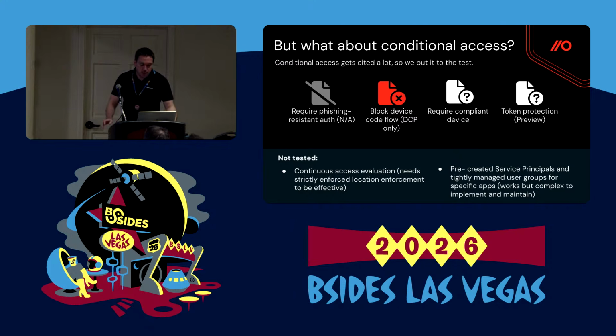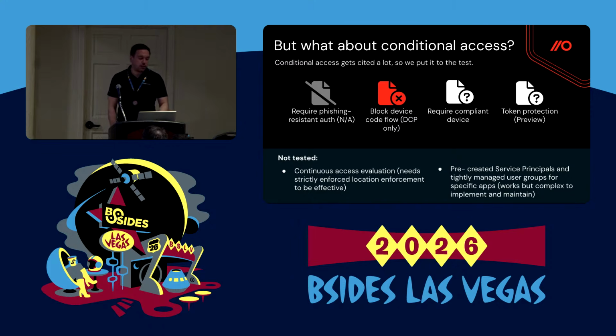But the two more interesting ones in this case are require compliant device, and there are a few ways of doing that with different things. And then the one that's probably not in much use yet, because it's still in preview: token protection.